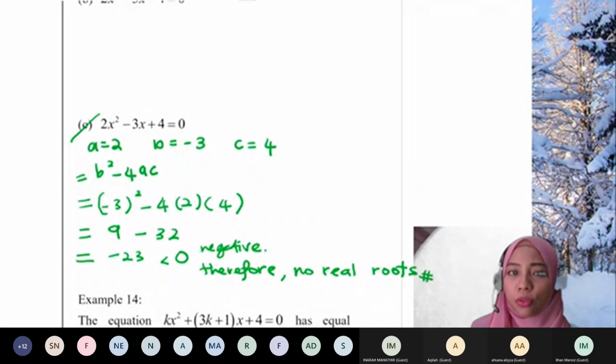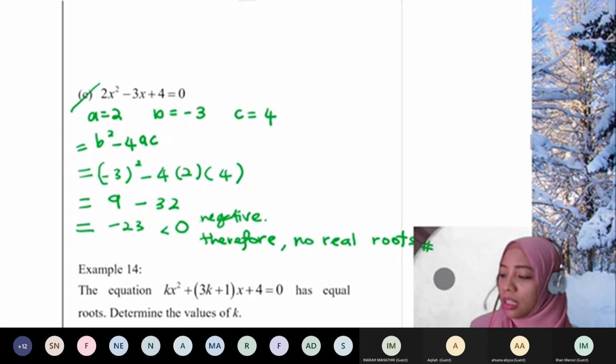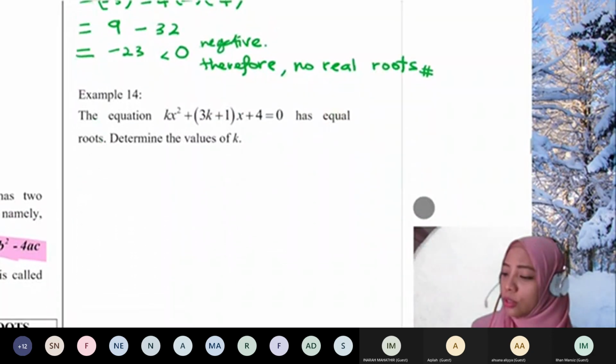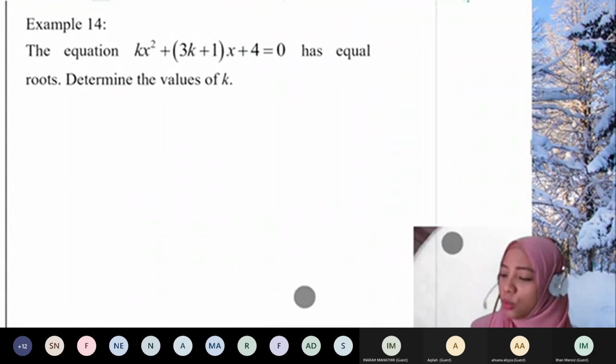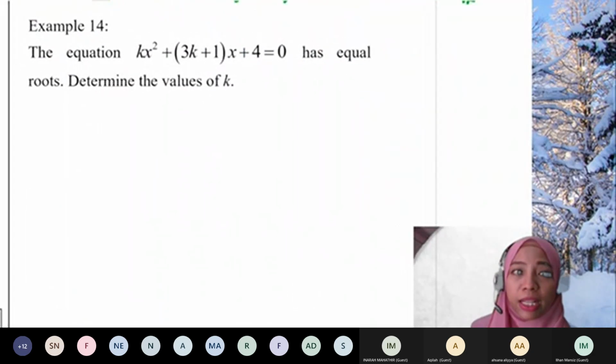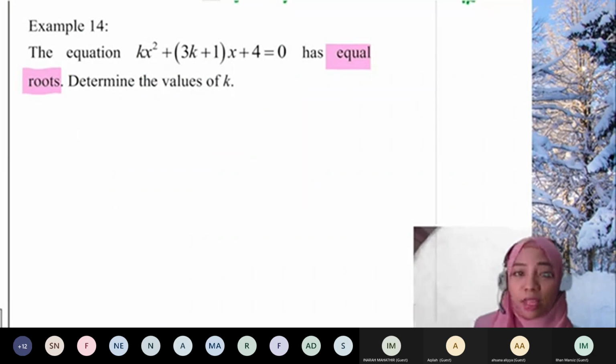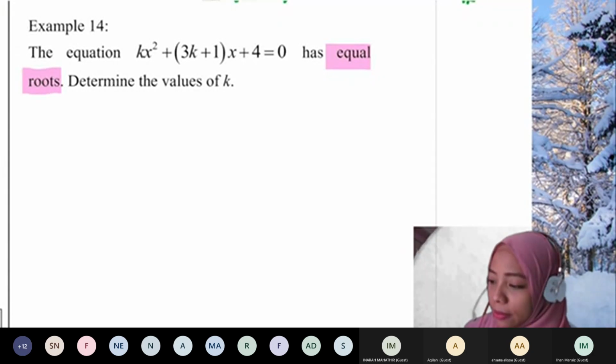Okay, that is how you solve that. This is SPM level. That is just for introduction for you. If the question is like this, actually it has already told you. This is the reverse. Earlier you determined whether it has equal roots, two distinct roots, or doesn't have real roots. But now it has already stated equal roots. So you have to translate what it means. What does it mean if it has equal roots?